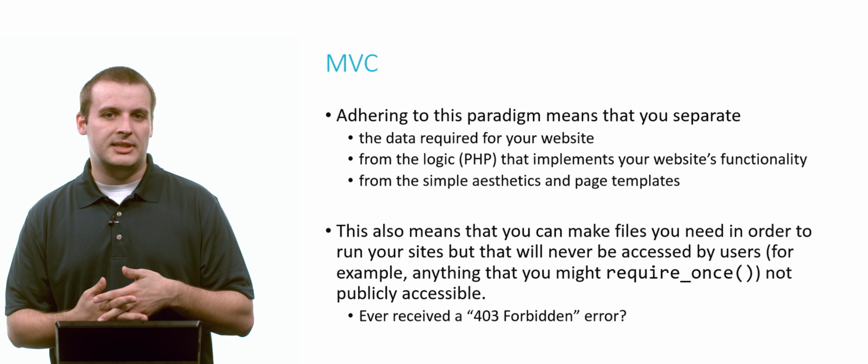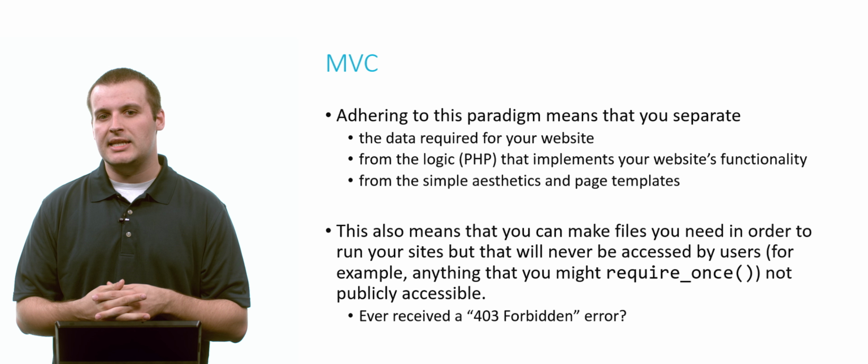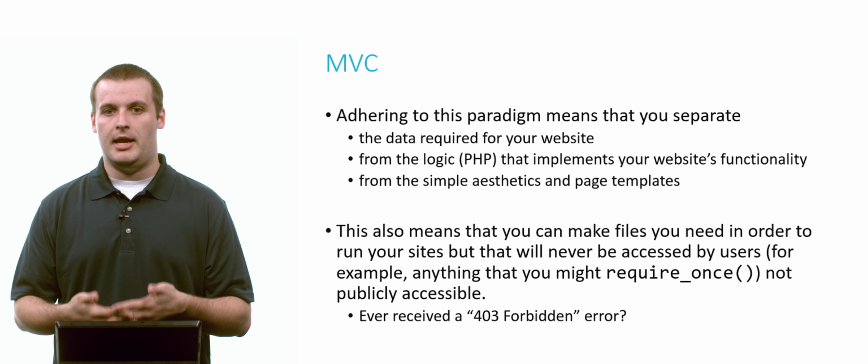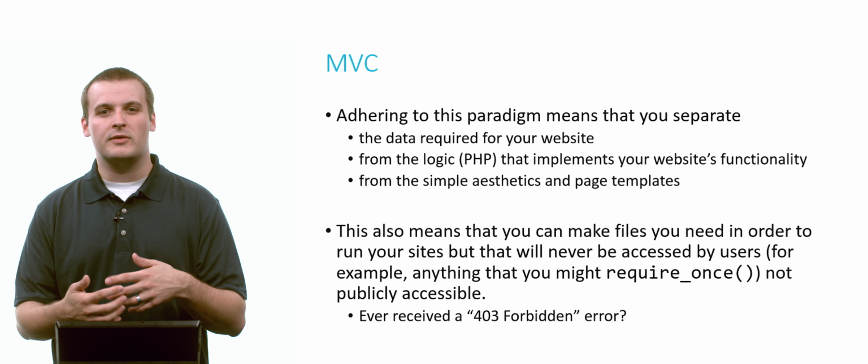And one particularly visible illustration of this is if you've ever received a 403 forbidden error. Have you ever gone to a web page and seen 403 forbidden? It's sort of like 404 not found. 403 forbidden means you tried to access a page that you don't have access to. Perhaps that site is using MVC separation to hide away its business logic that needs to exist on the server in order for the page to work, but doesn't want you to directly access it. So you might get a 403 forbidden error.